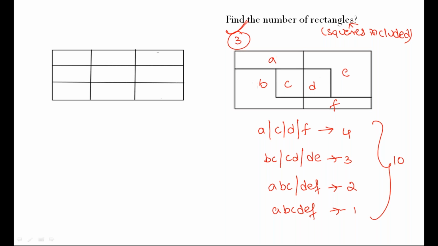So A alone fine, C alone fine, D alone fine, F alone. Individually 4 rectangles. Then 2 combinations we have to try. A and B is not possible. A and D is not possible. So we take C and D, fine, very good. B and C, it's correct. So total 10, right? Excellent.